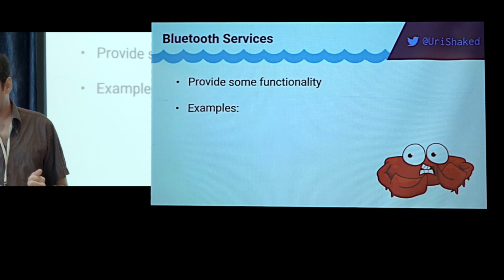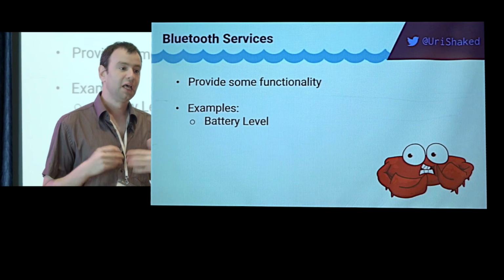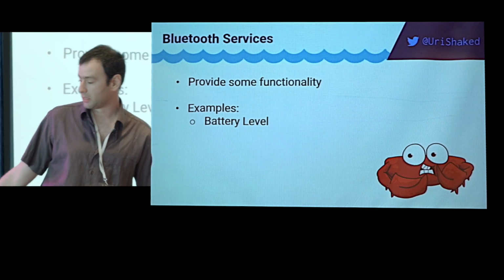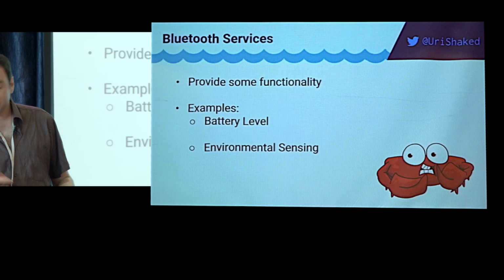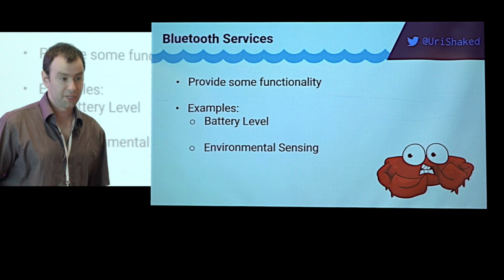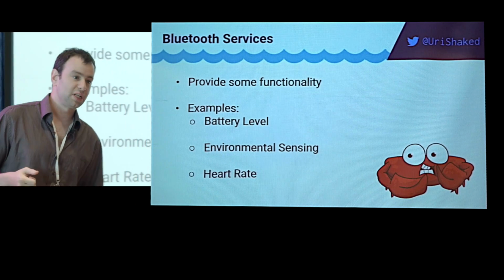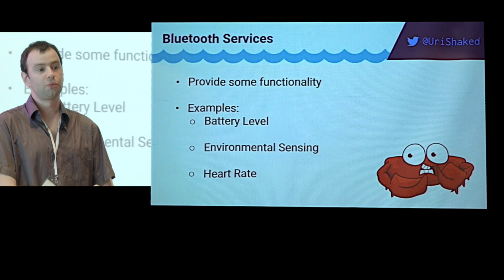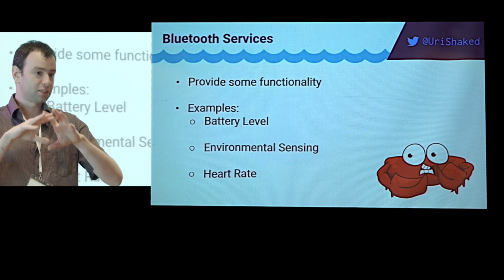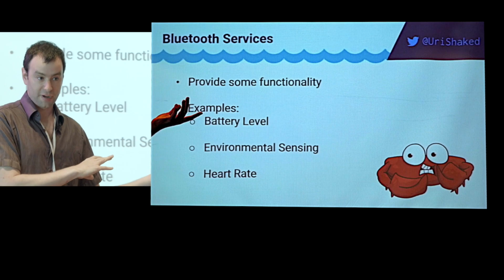For example, if we have a smartwatch, it may have a battery level service, which allows us to read the amount of battery left in our smartwatch. It may have an environmental sensing service, which lets us sense the temperature and humidity. And it may have a heart rate service, which lets us read the heart rate of the user wearing that smartwatch. So essentially, a service is just one block of functionality that a device provides.